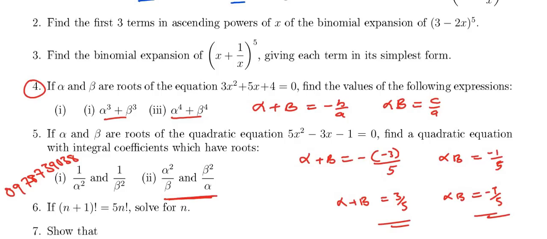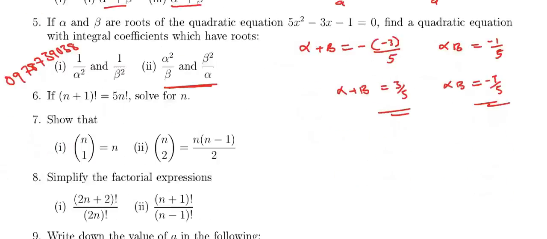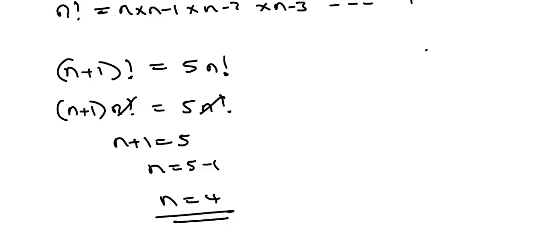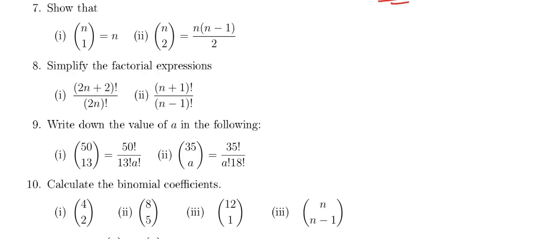And the next question, number 7. They're just saying show that n choose 1 is equal to n, and also n choose 2 is equal to this part here. So this is a very simple proof. I'll just show it right there. I'll show the first one here.